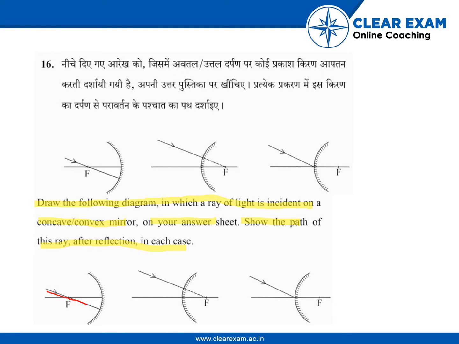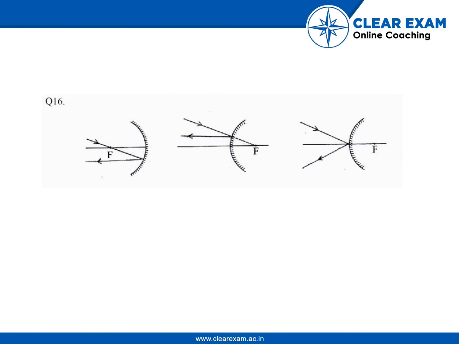The light is incident in this direction on a concave mirror, and when it is a convex mirror, it is incident at the bottom of the focal length. So we have to draw the reflected ray. So let's see the solution.